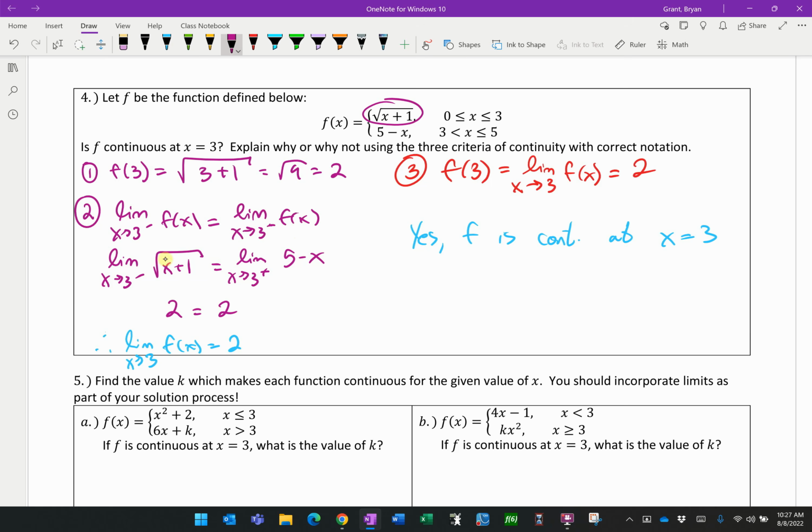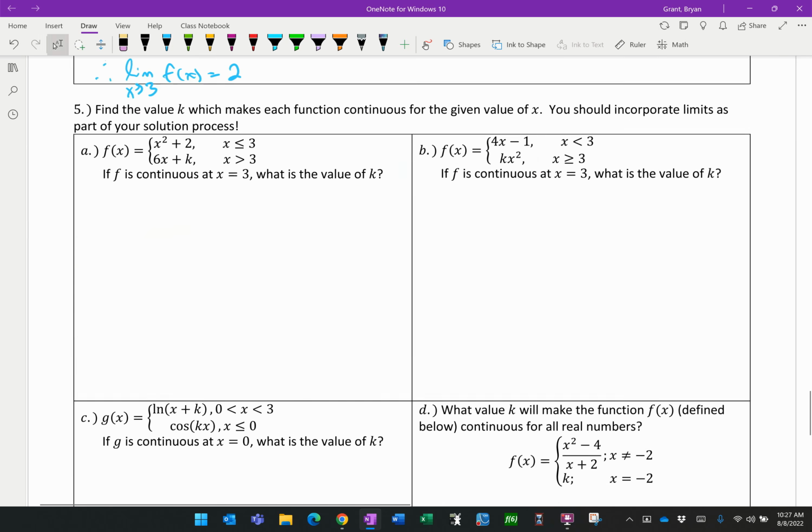And once you're investigating those, then we can replace f of x, and now we have one consistent, coherent problem where we talk about f of x and finally state f of x at the end. All right, last couple problems for the day. Find the value k which makes each function continuous for the given value of x. You should incorporate limits as part of your solution process.